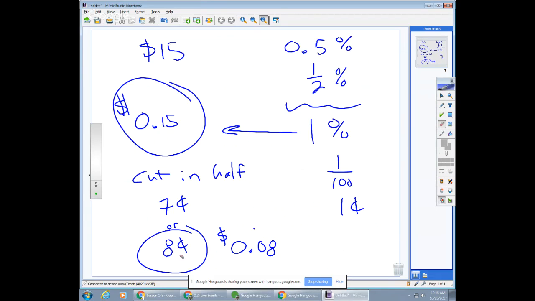Which of these is the right answer? 8 cents or $0.08? Yeah, $0.08. They're both right. A cent is a 100th, so that's 8/100ths of a dollar. So this says 8 cents, that says 8 cents, they both say 8 cents. Here I'm giving it in cents notation, here I'm giving it in dollars notation. They both mean the same thing. Okay.